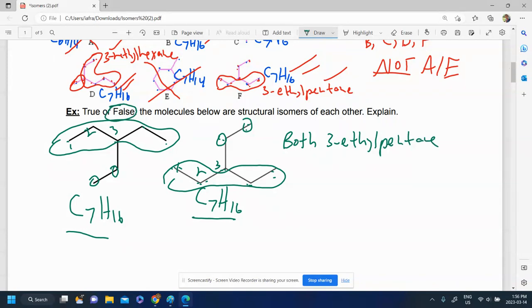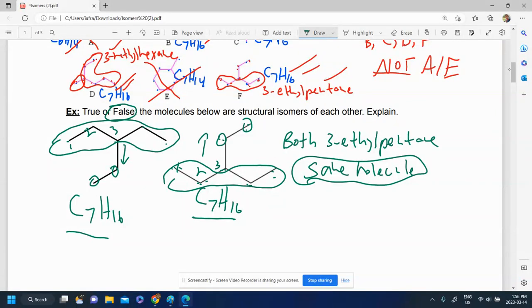So this is actually false. They're not isomers of each other. They are the same molecule. To be isomers, you actually have to be different molecules. You have to have a different bonding arrangement. I know you might think, well, aren't they different because this points down and this points up?